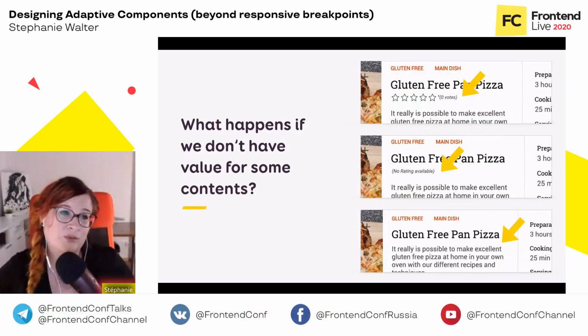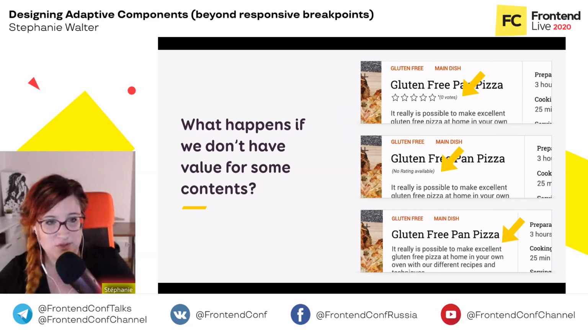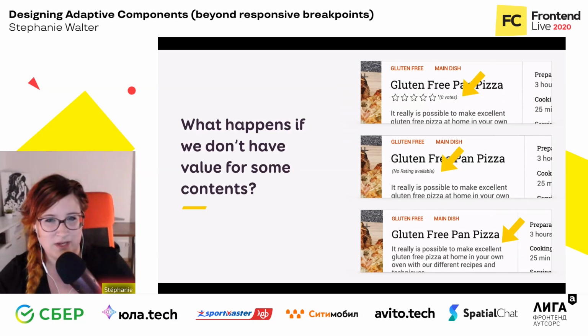What happens if we don't have some values for some of the content? So here in this example, I just published the recipe. I don't have any grades at the moment. So do we display the little stars? But since we don't have any votes, it will look as if this recipe had a really bad grade, which it doesn't. We just don't have any votes yet.